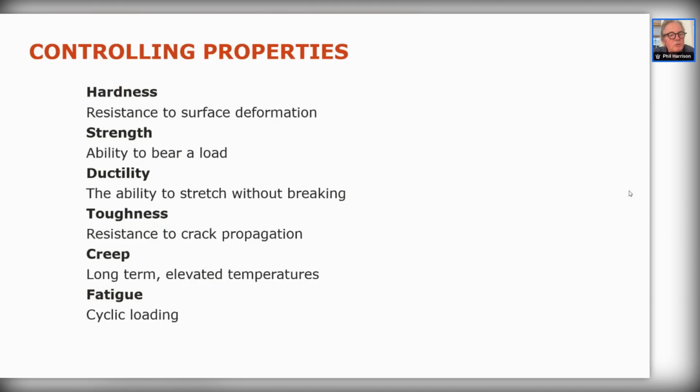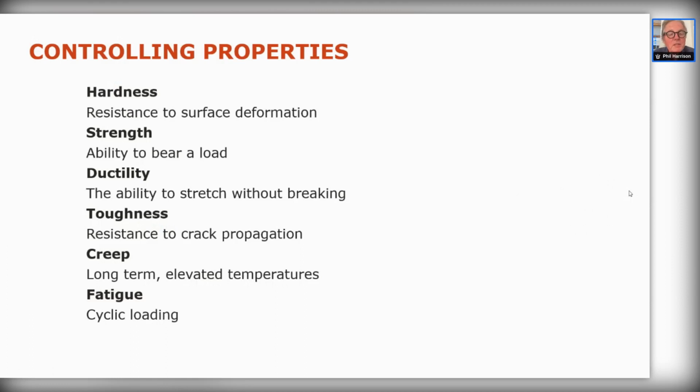The most frequently used is the 0.2% proof stress, which is basically 0.2% of the original gauge length, a factor I'm not going to describe, which is a function of the diameter or cross-sectional area of the test piece.